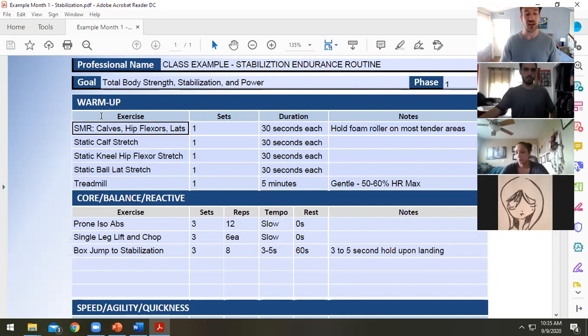So we know our overactive muscles are going to be the biceps femoris. Oh, it won't fit. Okay.